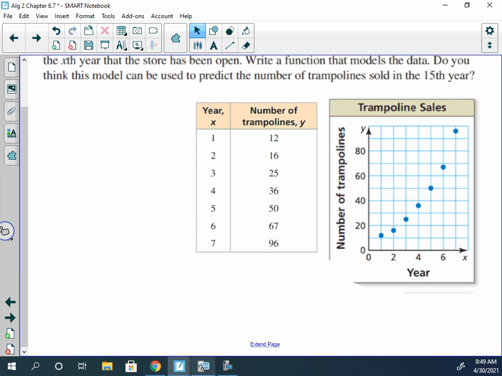Now, would it make sense, after say 15 years or 20 years, would we expect this kind of sales of trampolines? Yes, no? What do y'all think? Because their sales are increasing exponentially, yes? Would you expect to see someone making sales exponentially continuously forever?